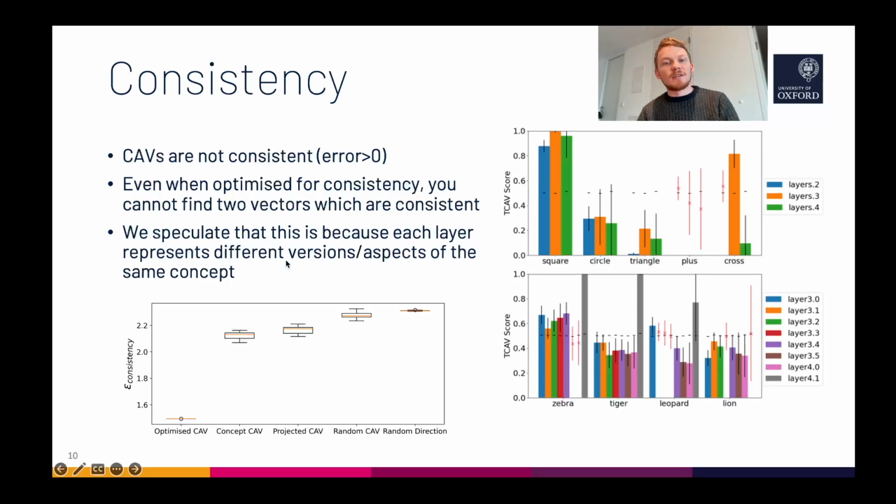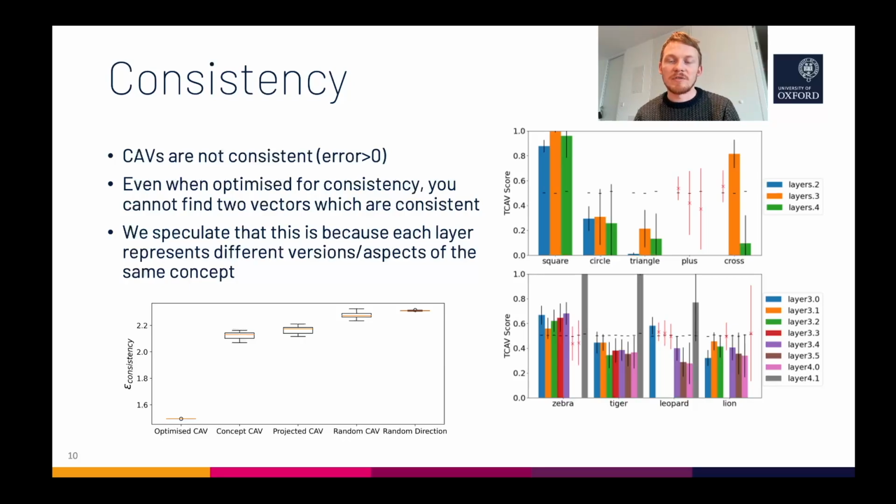We speculate that the reason you have inconsistent vectors between different layers is because each CAV represents slightly different versions or aspects of the same concept. The reason this is important is because sometimes you obtain very different TCAV scores for different layers.